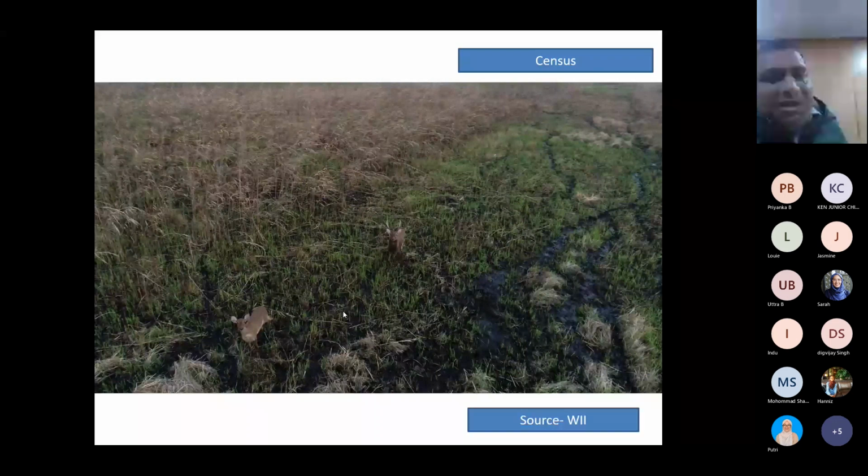The unique thing is this animal is very, very shy. It's very difficult to do the census or the wildlife population count. I think the Manipur Forest Department, along with the Wildlife Institute of India, did excellent work. Using drones, they completed the survey and brought out the estimated population.